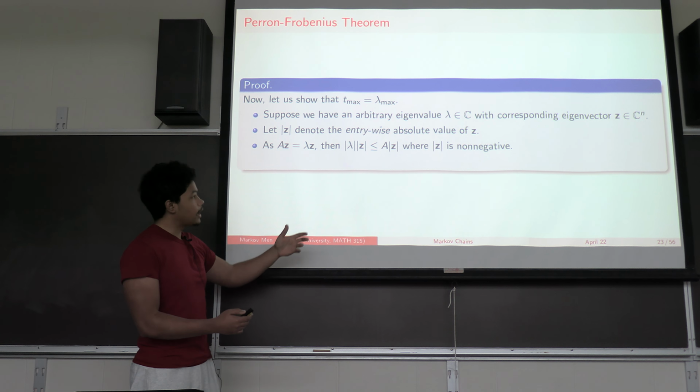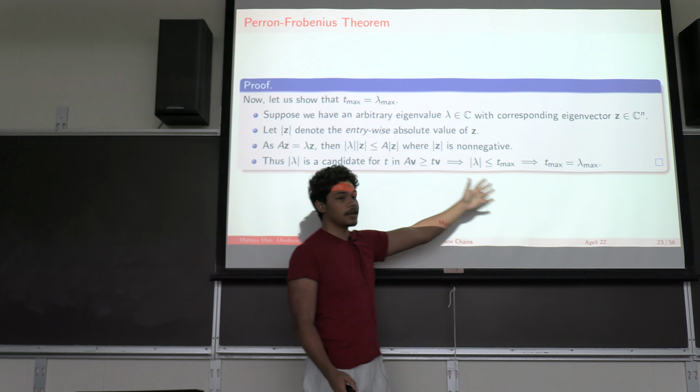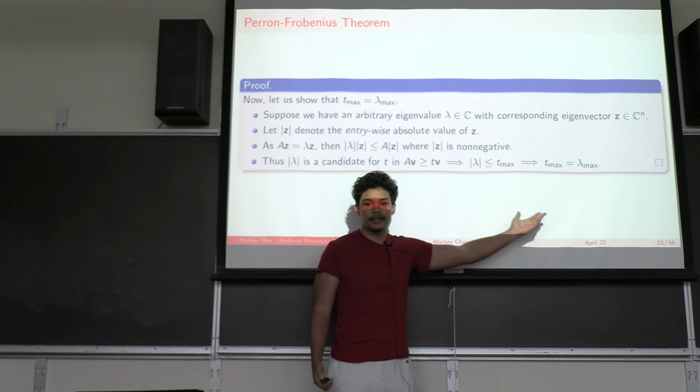Now, this inequality is very reminiscent of the one we just looked at, right? It's a candidate for t in this inequality right here, Av is greater than or equal to t times v. However, since again t max was the largest of all the values that satisfied this, we obtain that t max is already greater than or equal to the magnitude of any arbitrary lambda, which implies it has to be our largest eigenvalue.